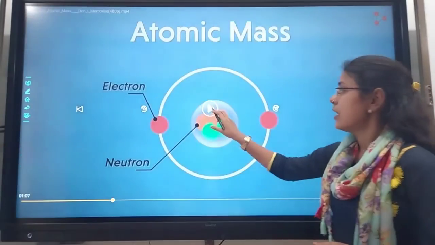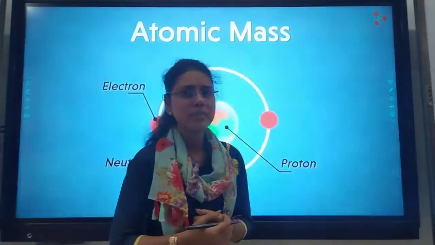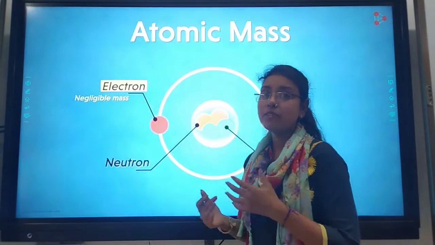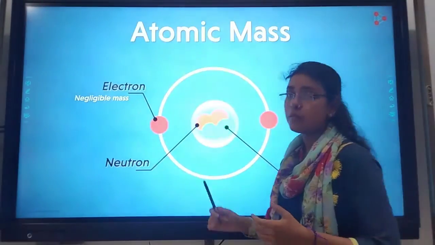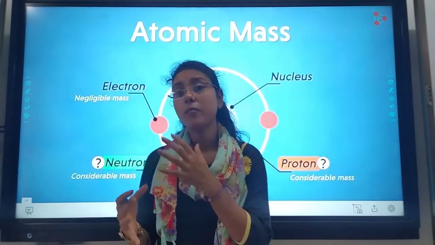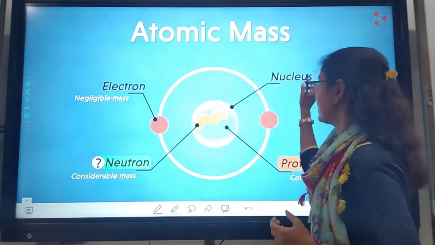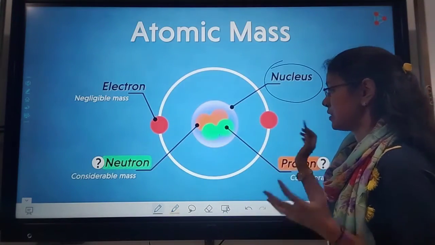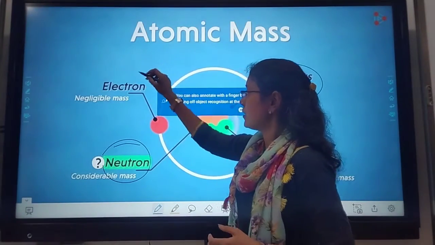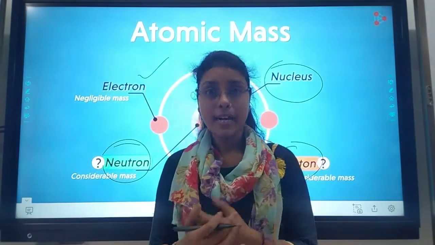The mass of the electron is just negligible, that's why when we want to measure the mass of an atom, we generally consider the neutrons and protons. Now, how can we calculate atomic mass? It is nothing but the combination of all the subatomic particles present in the particular atom, that is, the electron and the nucleus, which is composed of neutrons and protons, right? The combination of electron, proton and neutron is the overall mass of an atom.